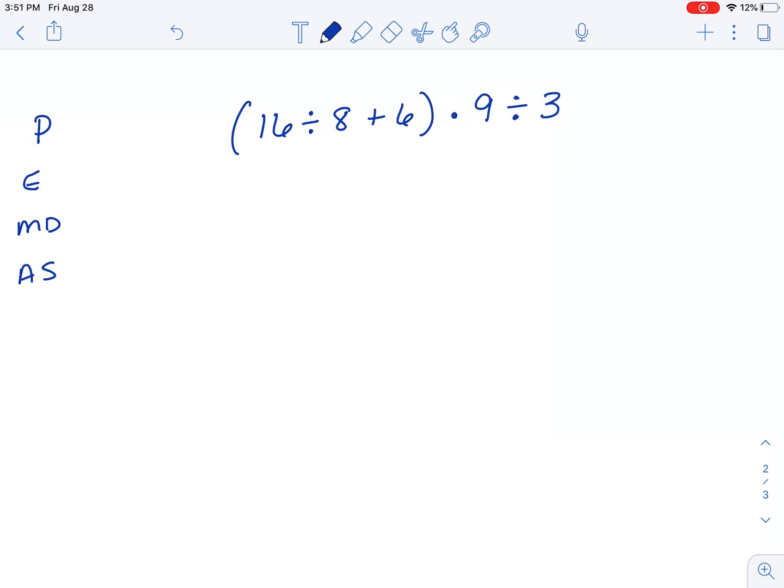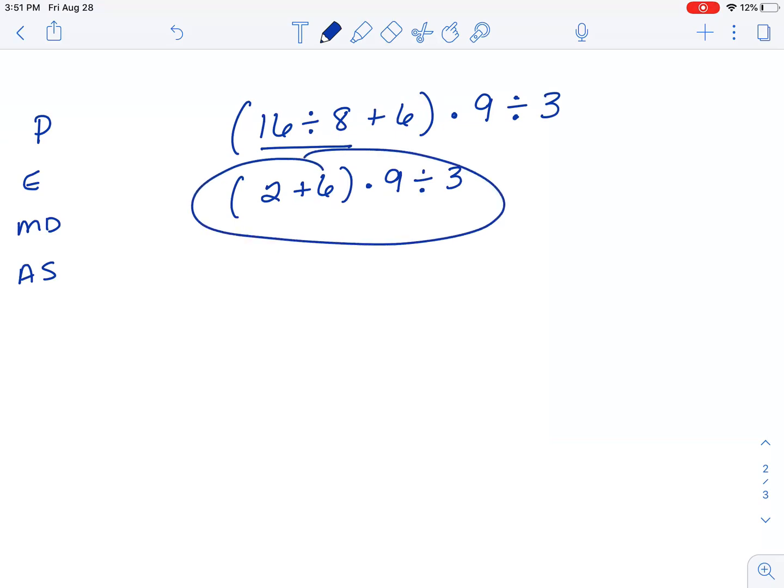So that's exactly what I'm going to do. I'm going to divide that first. I'm going to bring this down. 16 divided by 8 is 2, plus 6. Now notice I kept my parentheses this time because, see, there's more still left to do. Bring down the divided by 9, times 9 divided by 3.